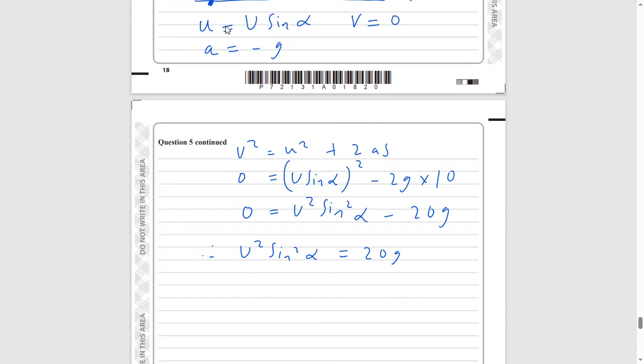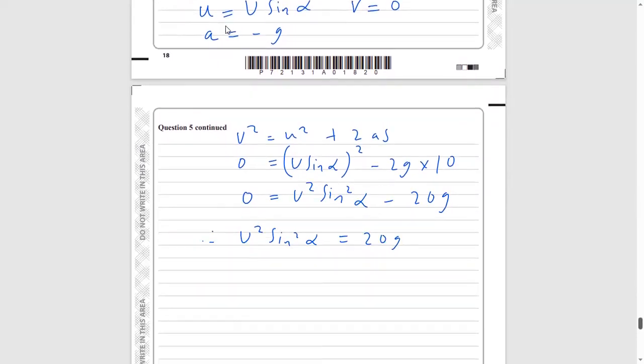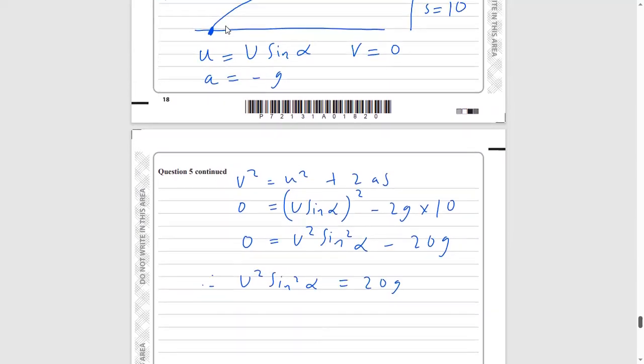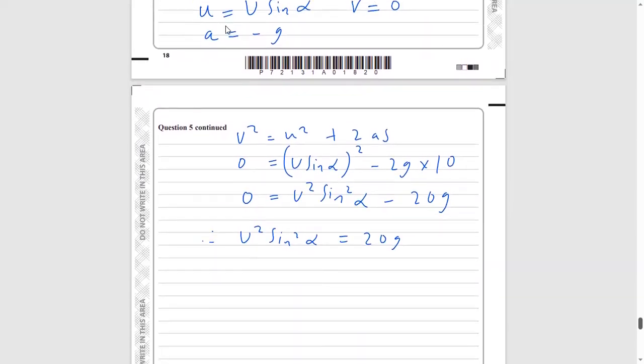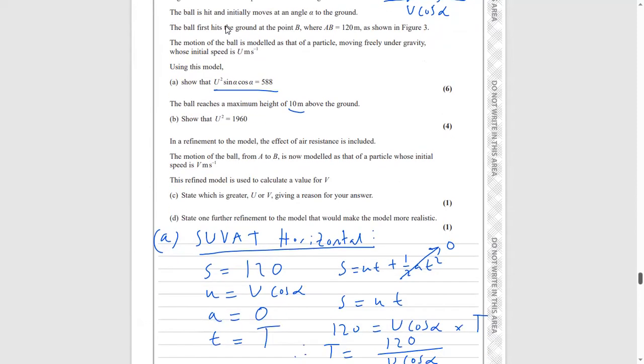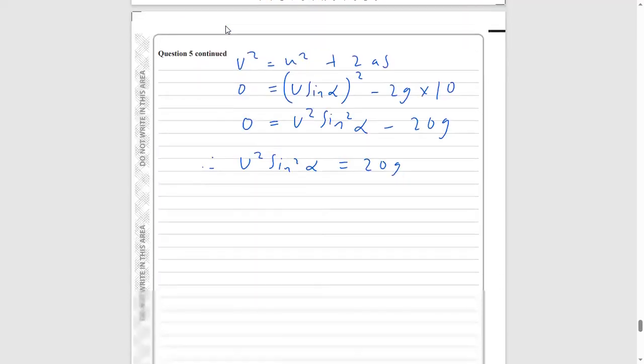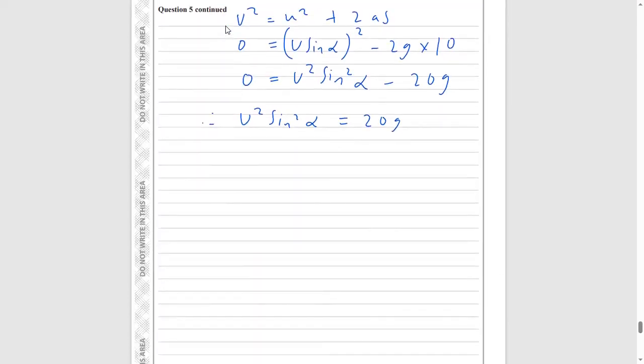So what we now know, if we just square root both sides of this, actually, should we square root both sides of the equation? No, I think I'll just leave it like that for now. Remember what we're trying to do in this question: we want to show that U squared is 1960. So I'm going to leave it like this for now.